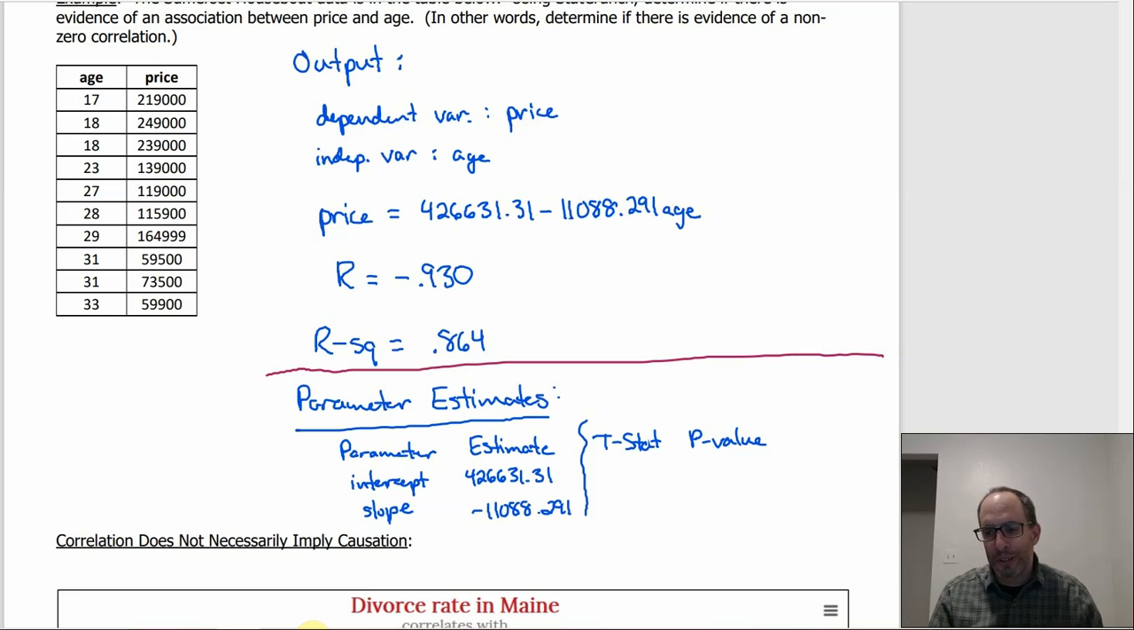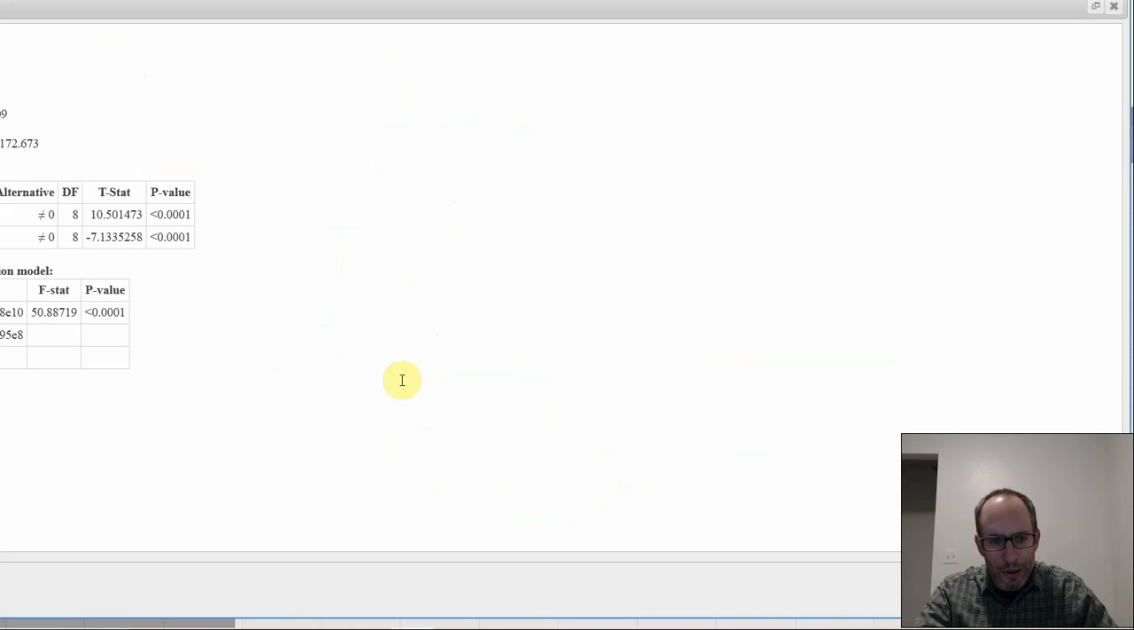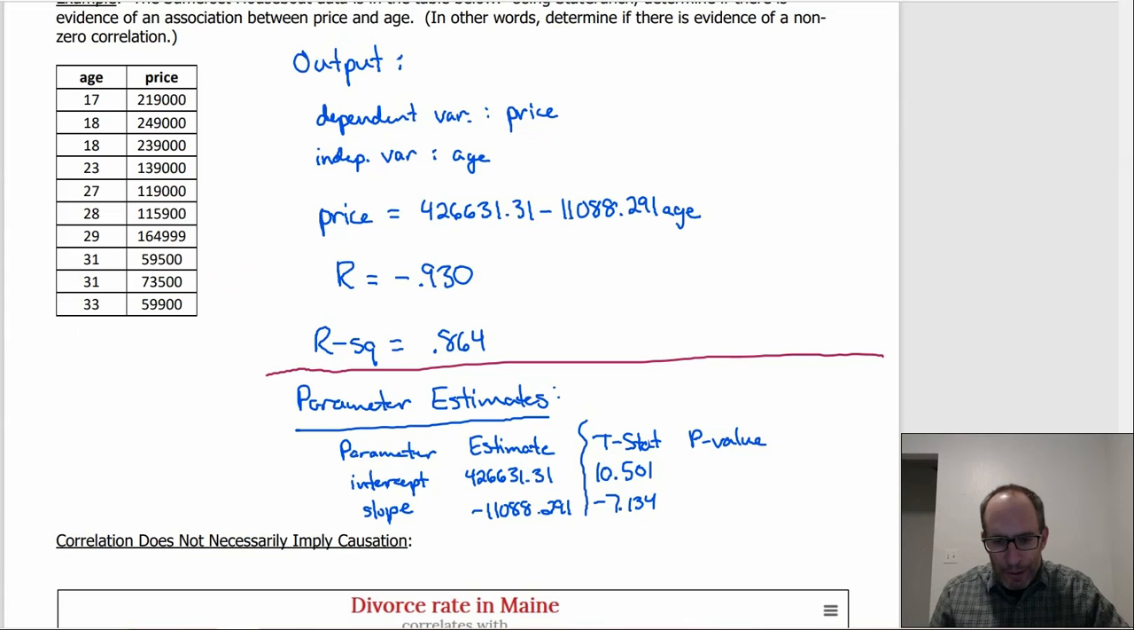So where it's written up toward the top, that's just a convenience, where it has it written out like it's a linear equation. But then for the test statistics, it ends up being about 10.501 for that one, and negative 7.134. And I guess if we go back there, we can see them, right? 10.501, negative 7.134. Both p-values are really tiny, but those test statistics are really far away from zero, so they should be tiny. So, back here, p-value less than 0.0001, p-value less than 0.0001.